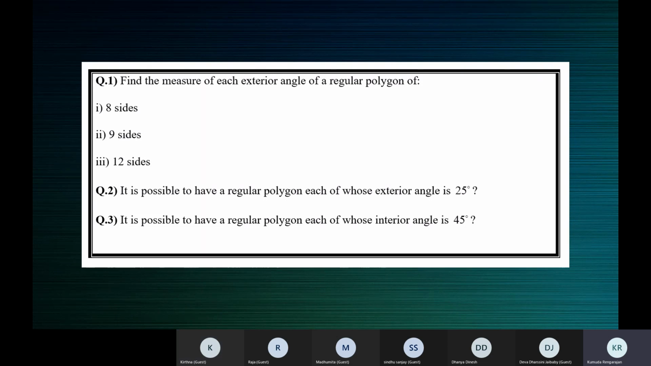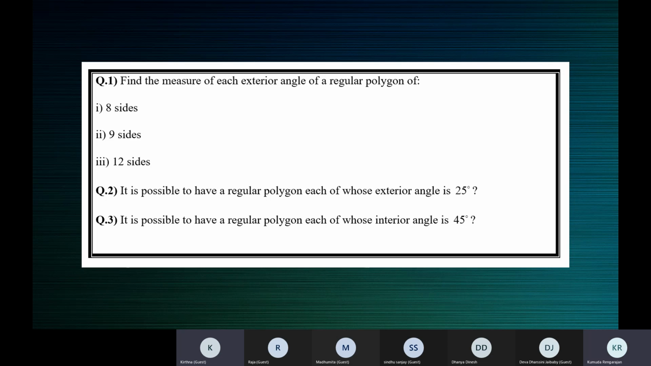Angles can be in decimals; the measure of an angle can be in decimals. Ma'am, can you also explain the first sum, third division again, ma'am? Yeah, we are doing it. Yes, we are. Can we do the 12 sides? Kirtana, can we do it together? Yes, ma'am.